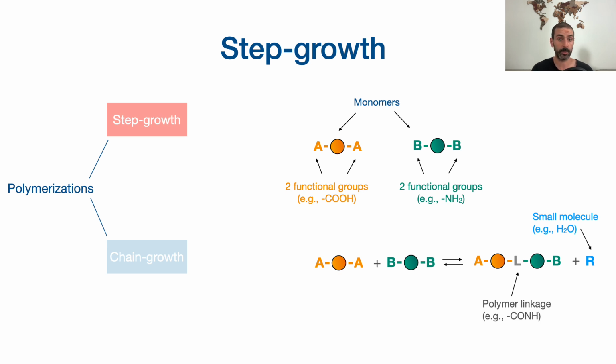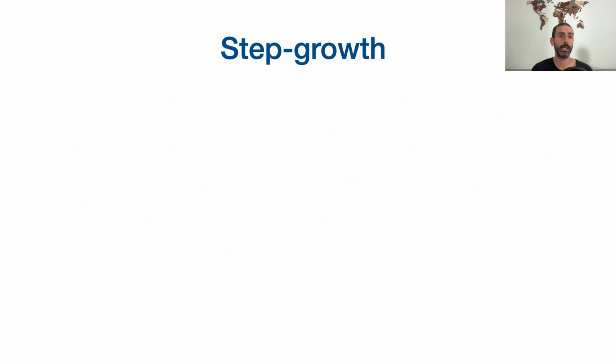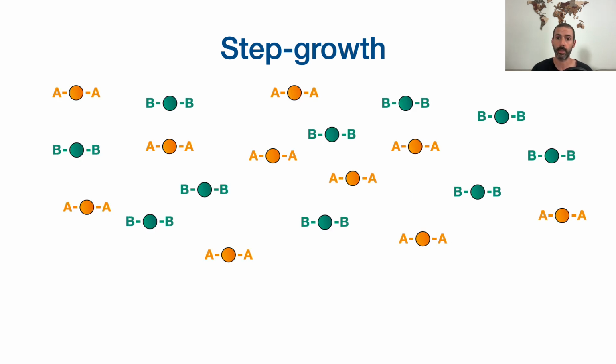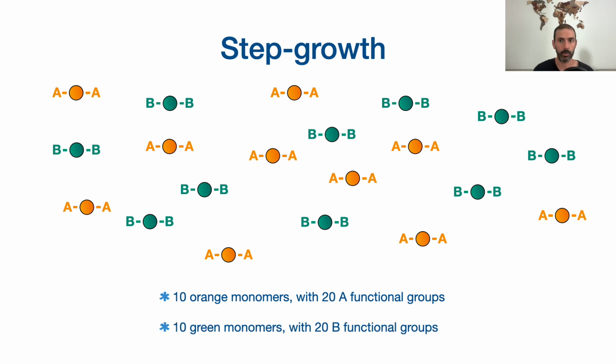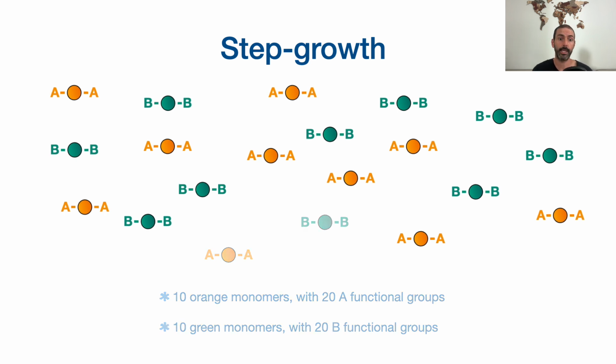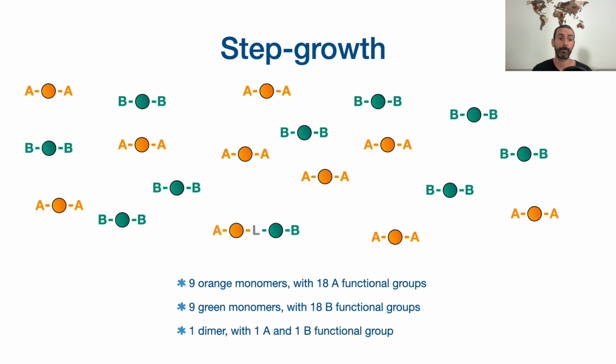We need more monomers to understand this. So let us take now 20 monomers, 10 orange ones and 10 green ones with their corresponding functional groups. So we have 10 orange monomers that bring 20 A functional groups and 10 green monomers with their 20 B functional groups. Say two monomers react with one another, as we said before, and ta-da, we have now one dimer. And we have 9 monomers of each type, since we lost one orange and one green monomer. Now we have a total of 18A and 18B functional groups and one dimer.